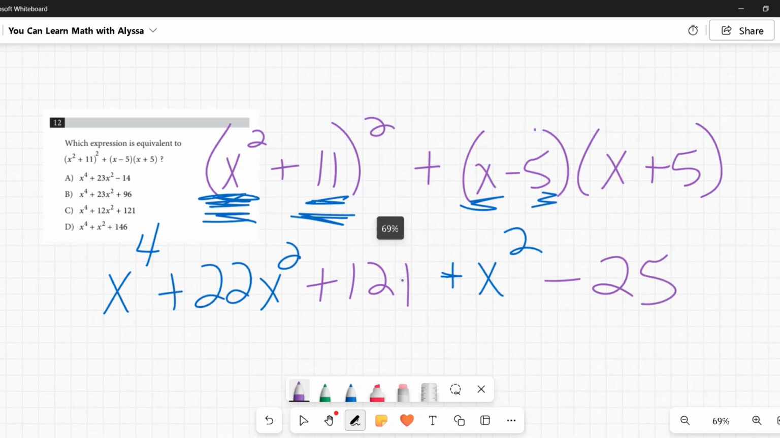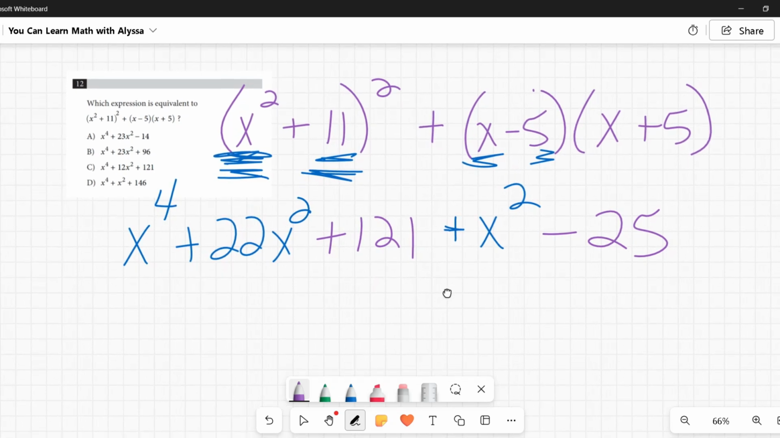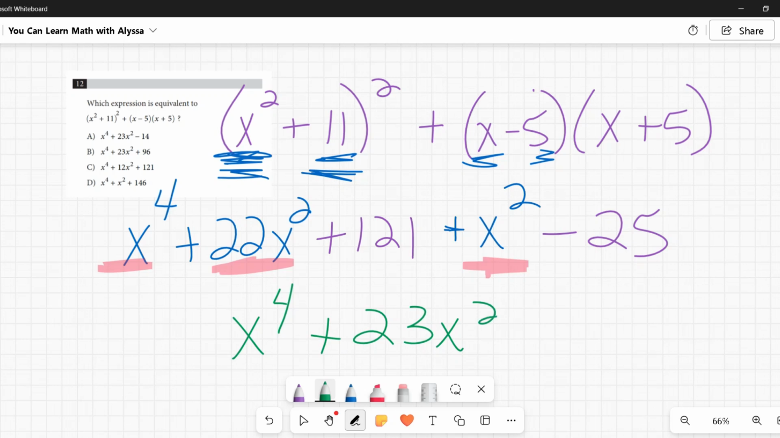All right, everything's been expanded now. I have all my terms, and I can combine like terms. I got an x to the 4th. I don't have any others, so that one stays the same. I have 2 x squareds. I have a 22x squared and a 1x squared. When I add those together, I get 23x squared.